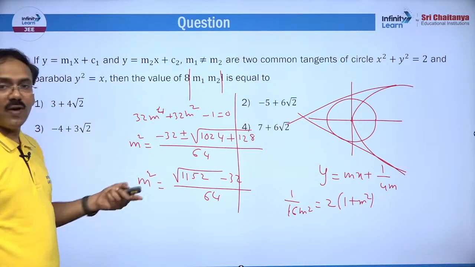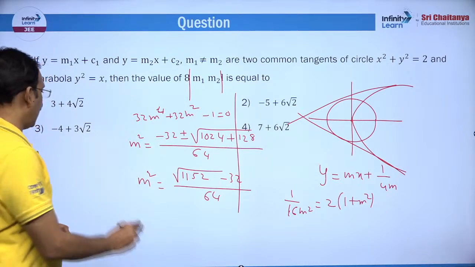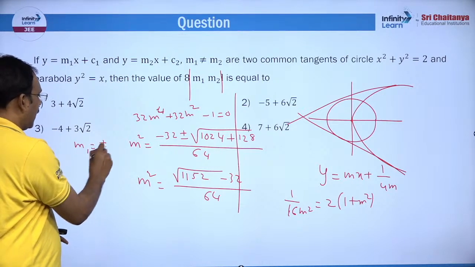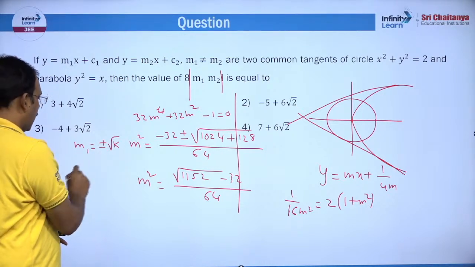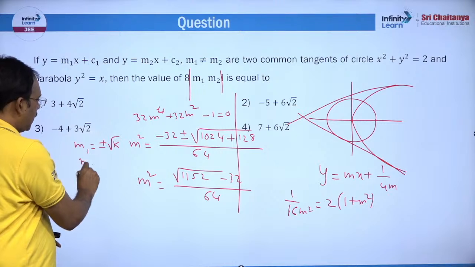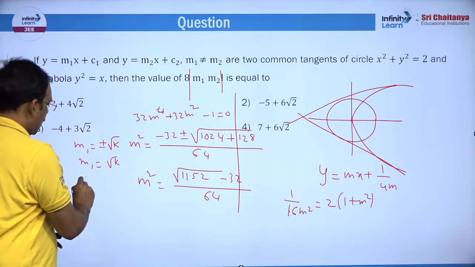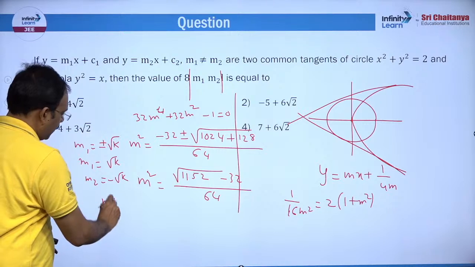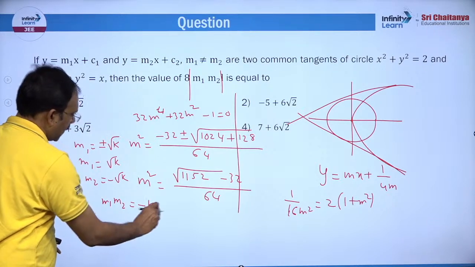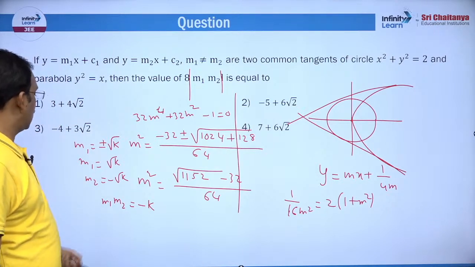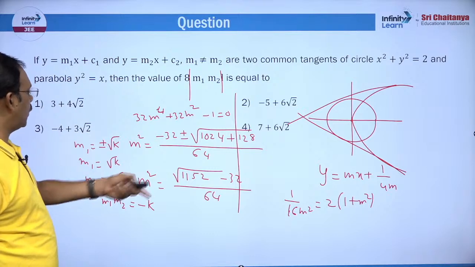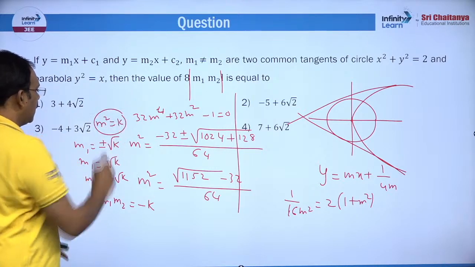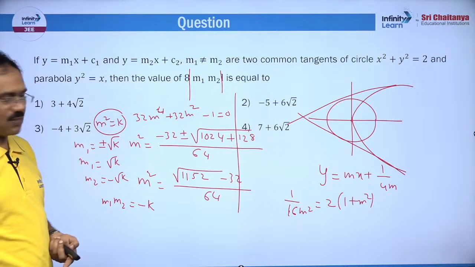You see, m square is like a positive number k, so m must be plus or minus root k. If m1 is root k, m2 is minus root k. So m1 m2 is going to be minus k. That means if m square is equal to k, m1 m2 must be minus k, right.